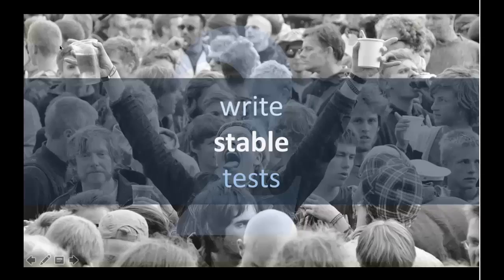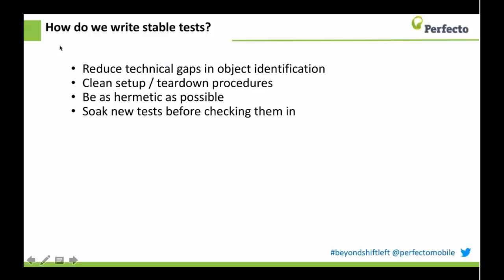But if we step to the next one, the question is, how do you do that? How do you write stable tests? Well, the first one is you've got to reduce some technical gaps in the object identification. That's just an obvious thing. Like we saw just now, there were variable names that we could reuse.